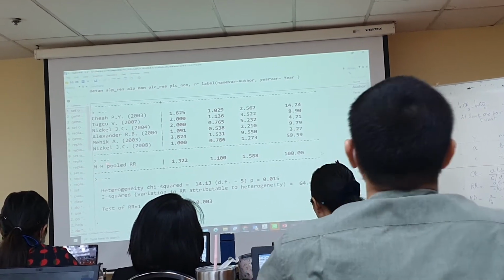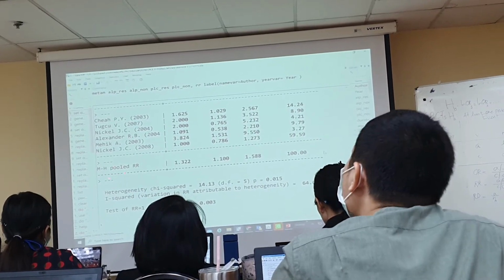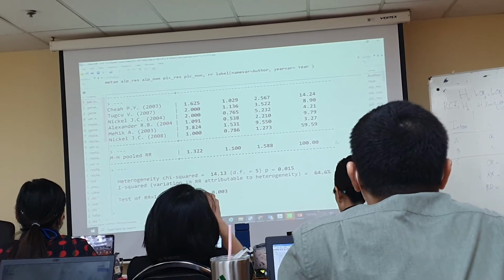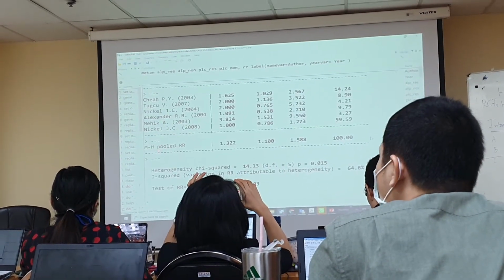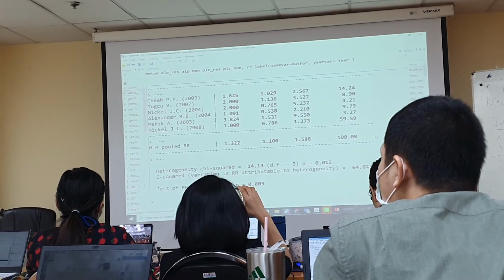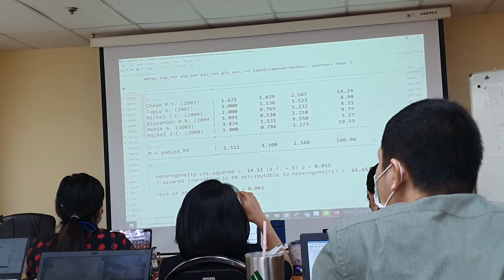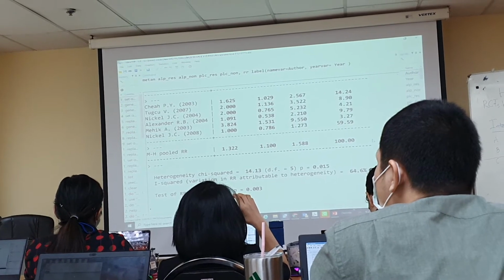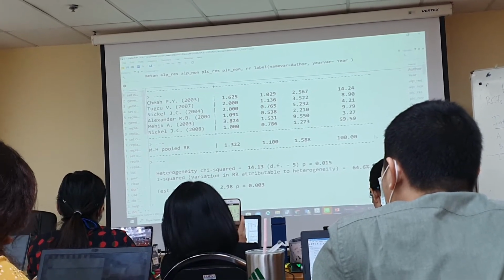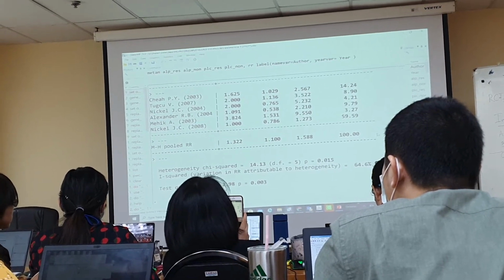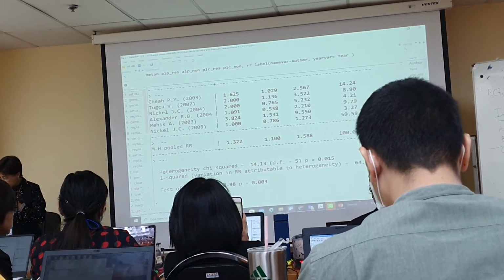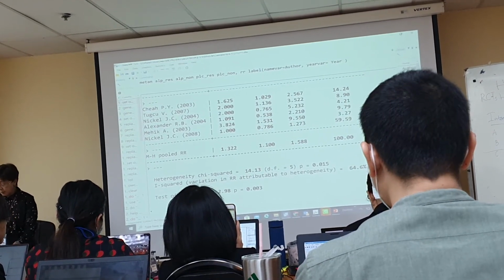So that means now we have to change the model of pooling here. We can't look at only within-study variation. We have to take into account two sources of variation, within and between study variation. So we have to account for both variations. So let's hit the meta n command. You can use your page up.